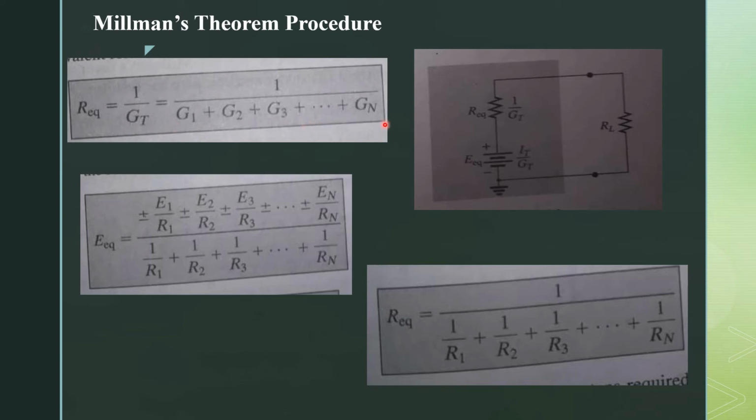Now if we write these equations of a single voltage source and a single internal resistance in terms of resistance, we can write E equivalent is equal to E1 by R1, which is the expression for I1, E2 by R2, which is the expression for I2, similarly I3 and IN, all divided by 1 by R1 plus 1 by R2 plus 1 by R3, since G1 is 1 by R1. We can write these equations in terms of resistance. Similarly, R equivalent is equal to, this is basically the formula of resistors in parallel, 1 by R1 plus 1 by R2 plus 1 by R3 up to 1 by Rn.